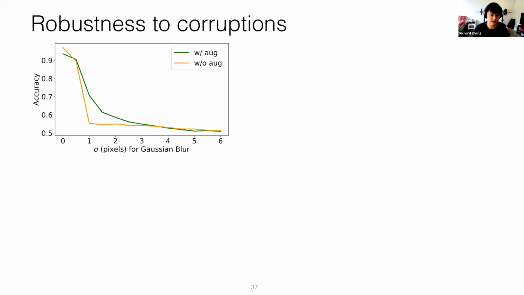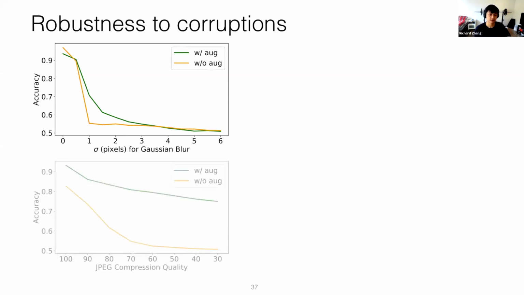And here we see that if you train without augmentations, you quickly drop down from nearly perfect to nearly chance. That's the yellow. And the green shows that we're a little bit more robust if we train with the augmentation. And here we do the same thing with JPEG.